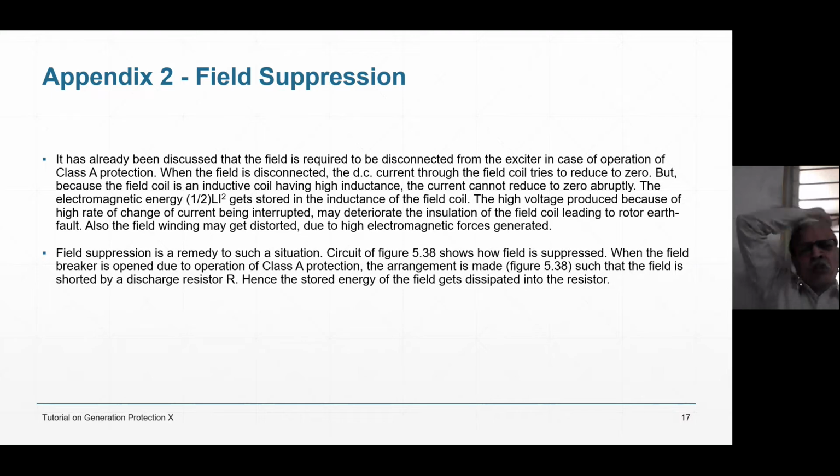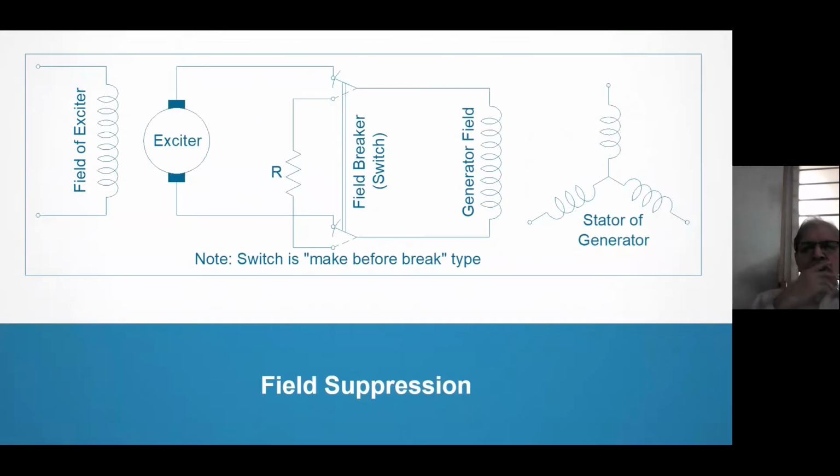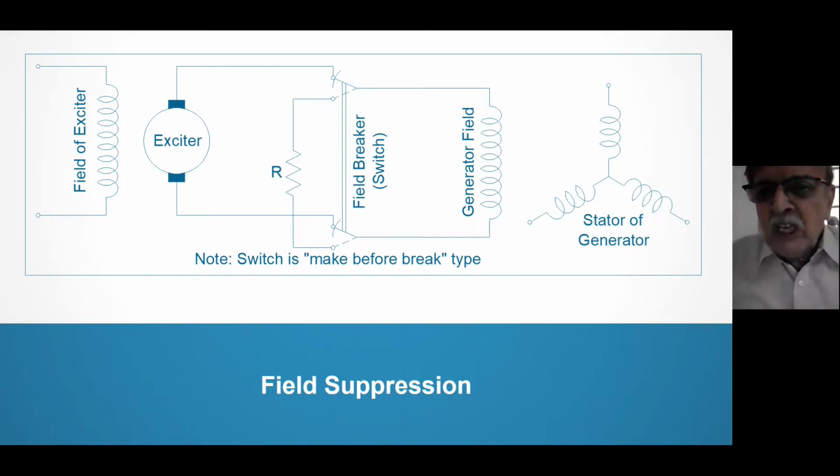In Appendix 2, I have shown the field suppression. Field suppression is required because you are tripping the field breaker in case of Class A or Class B protection. But when you trip the field, in the field 500 ampere was flowing, and immediately you are bringing it to 0. So di by dt is very large. And if di by dt is very large, a large EMF will be induced and field winding insulation will be damaged. So you cannot open the field immediately.